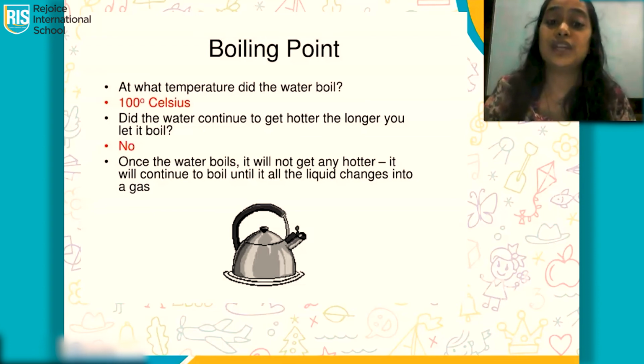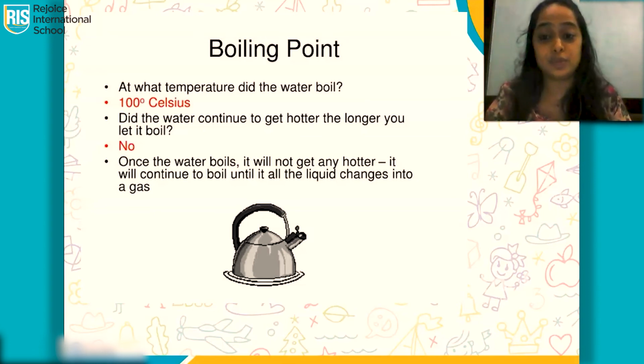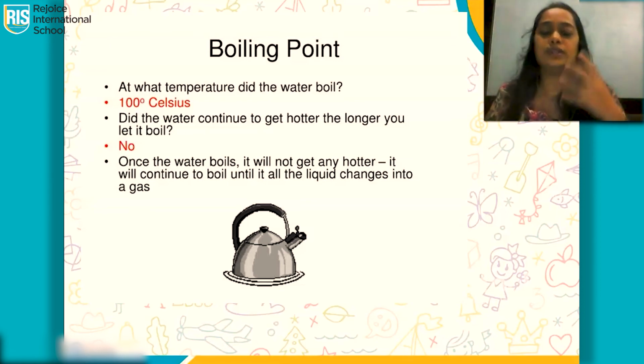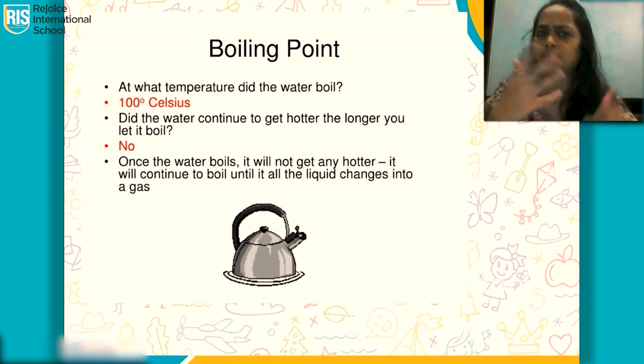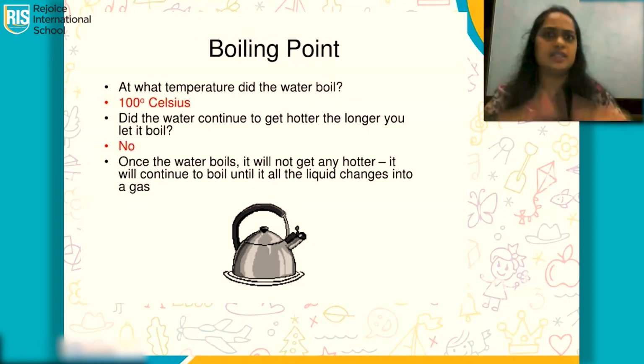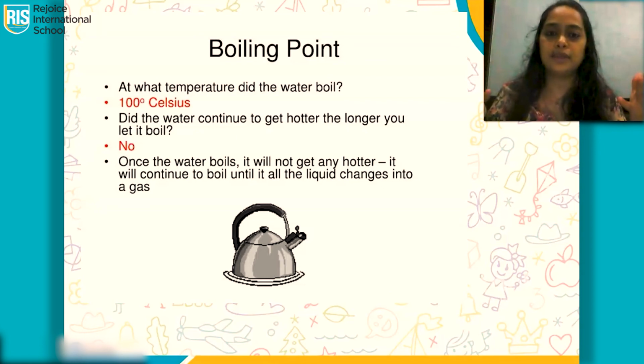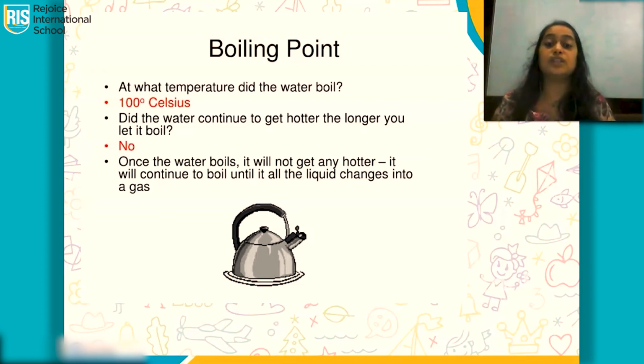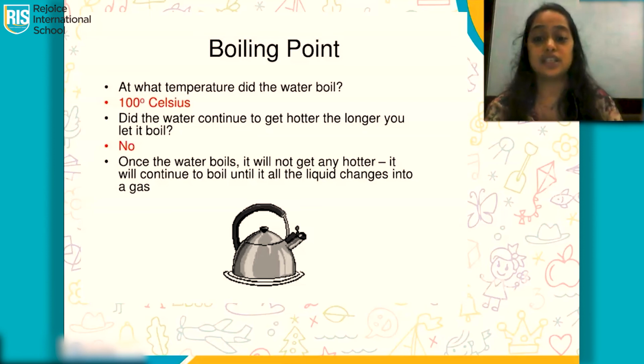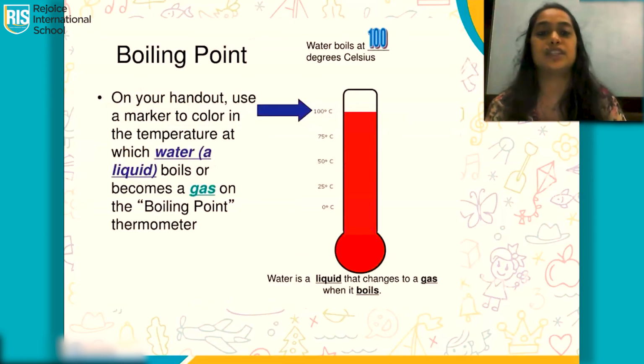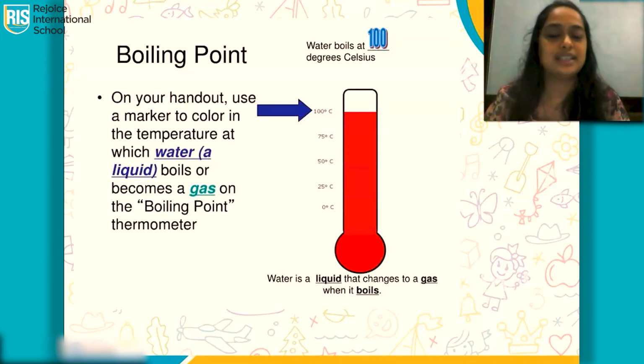Does the water continue to get hotter if you let it boil? Once the water boils, it will not get any hotter. It will continue to boil and will eventually evaporate, until the liquid changes into a gas. Alright. So we learned that the boiling point is 100 degrees Celsius.